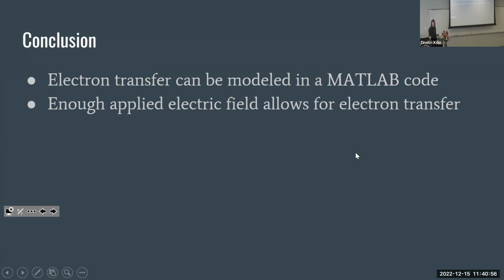And when the applied electric field is great enough, there's a steep enough slope, meaning there's enough applied electric field to increase the energy of the electron for electron transfer to be favorable, meaning a reaction will occur. And that's all.